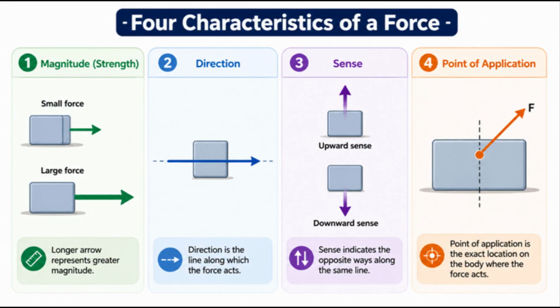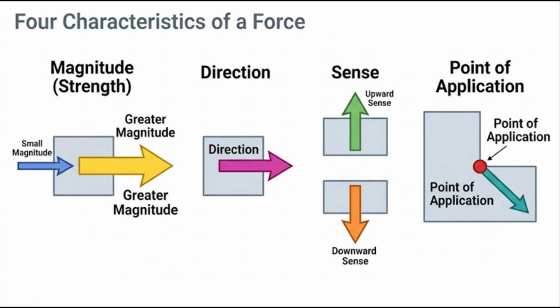How is a force defined? A force is completely defined by four things. First, its magnitude, which means strength. Second, its direction. Third, its direction sense, such as upward or downward or inclined. And fourth, its point of application, which is the exact place where the force acts.